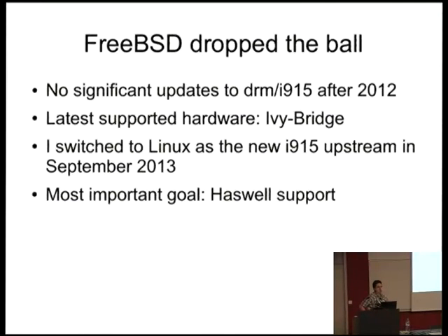At that point, we discovered we had a big problem. FreeBSD dropped the ball. There were no significant updates to the DRM i915 driver after the initial code drop in 2012. The latest supported hardware was Ivy Bridge, which is now 2 years old. So I decided to switch to Linux for the new i915 upstream in September 2013. And my most important goal was to get some sort of Haswell GPU support.